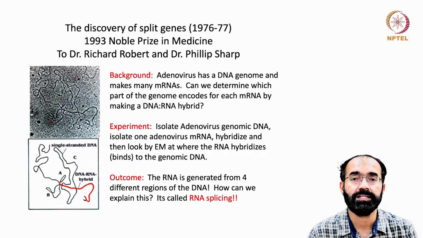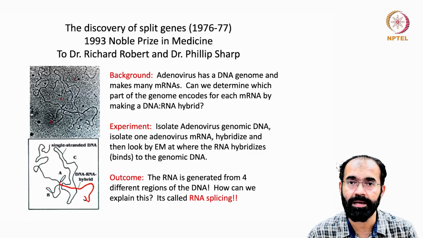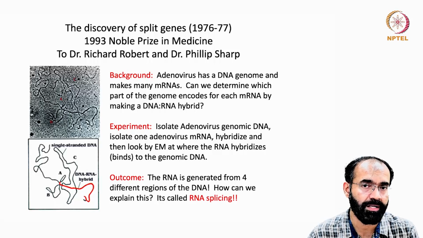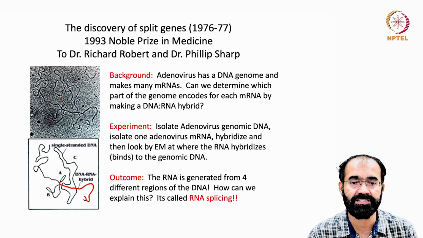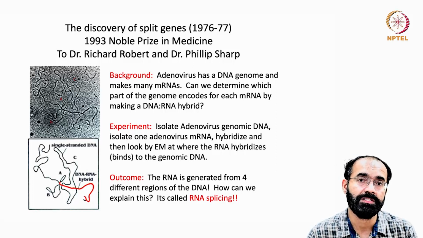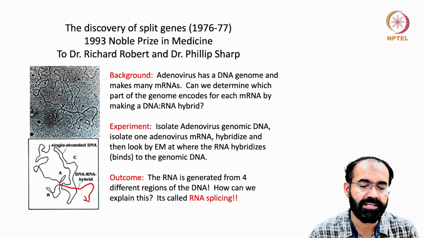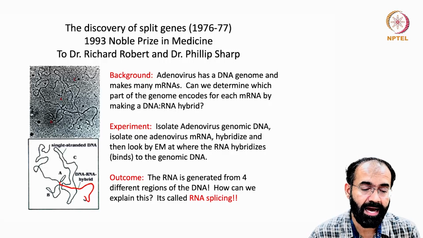They took the adenovirus DNA and one RNA and hybridized it. They would have expected this RNA to pair to a DNA strand because it is denatured. But they found it binds only at locations A, B, C and D. In other parts it's not binding. The DNA is somehow standing out. So RNA is generated from 4 different regions of the DNA, and this is possible only by RNA splicing.